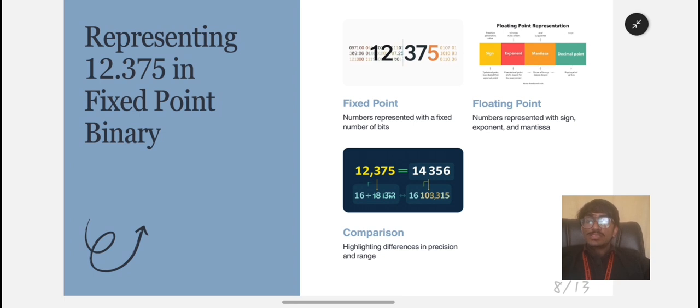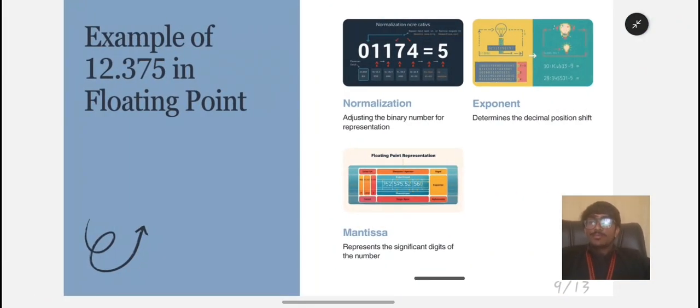In system programming we can't see this process because these operations are done in the computer. And the example of 12.375 in floating point. In floating point, we can observe three parts of division. First one is normalization, second one is exponent, and third one is mantissa.